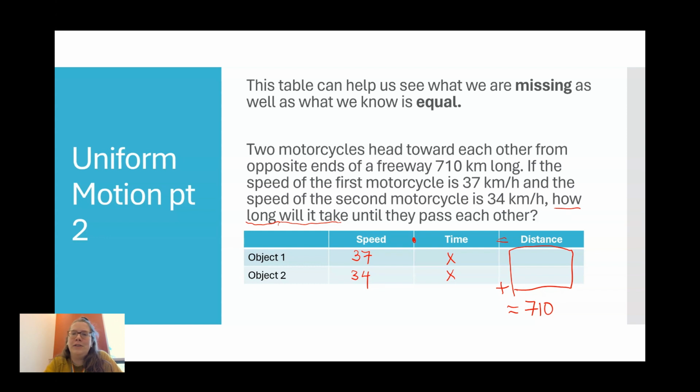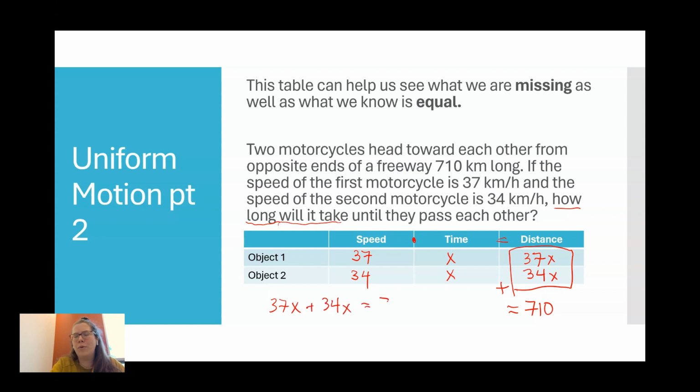So now using speed times time equals distance, 37 times X is 37X. That's how far the first motorcyclist went. And then 34 times X tells me how far my second motorcyclist went. And now in this particular problem, I know that their two distances added together give us 710. So now I have an equation I can set up and solve.